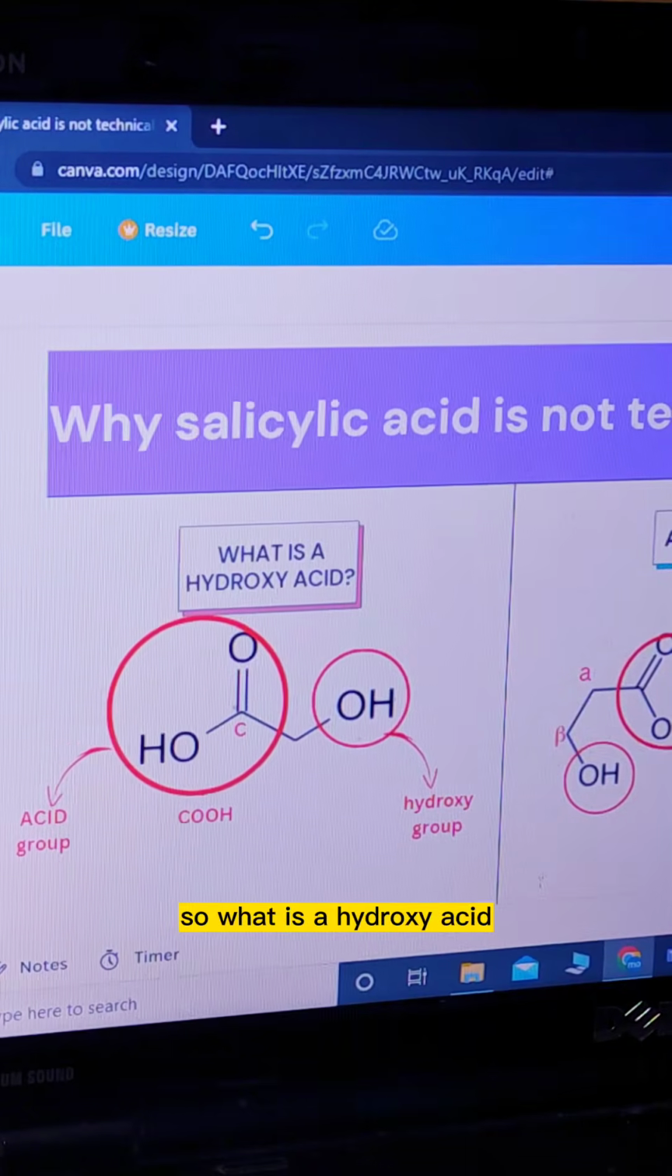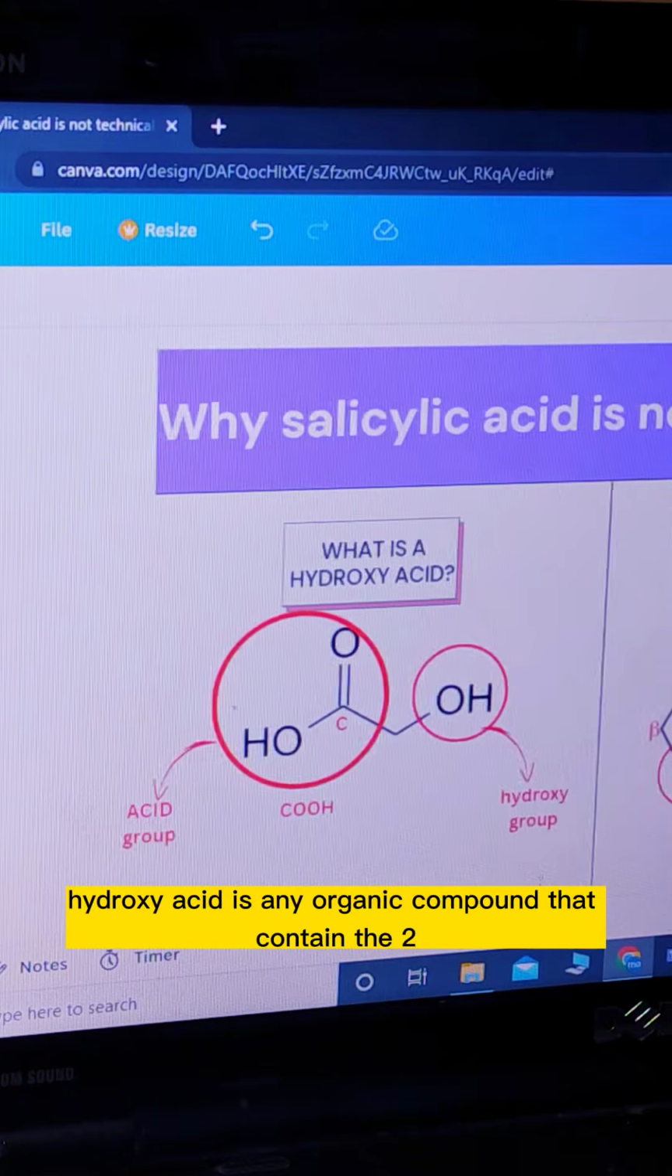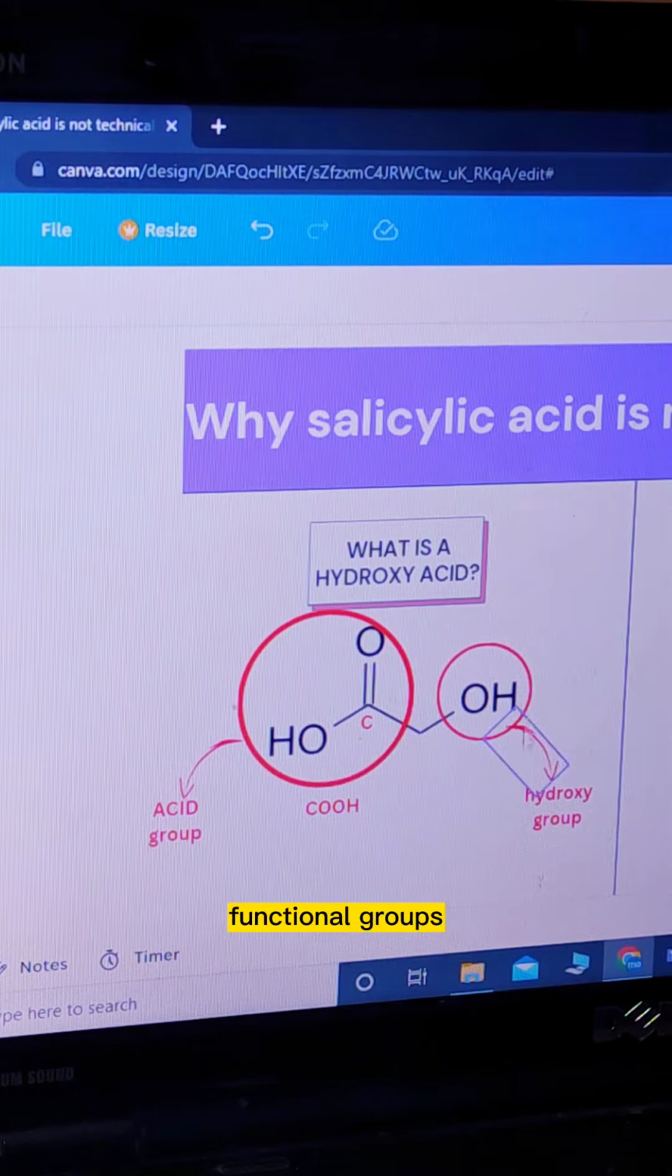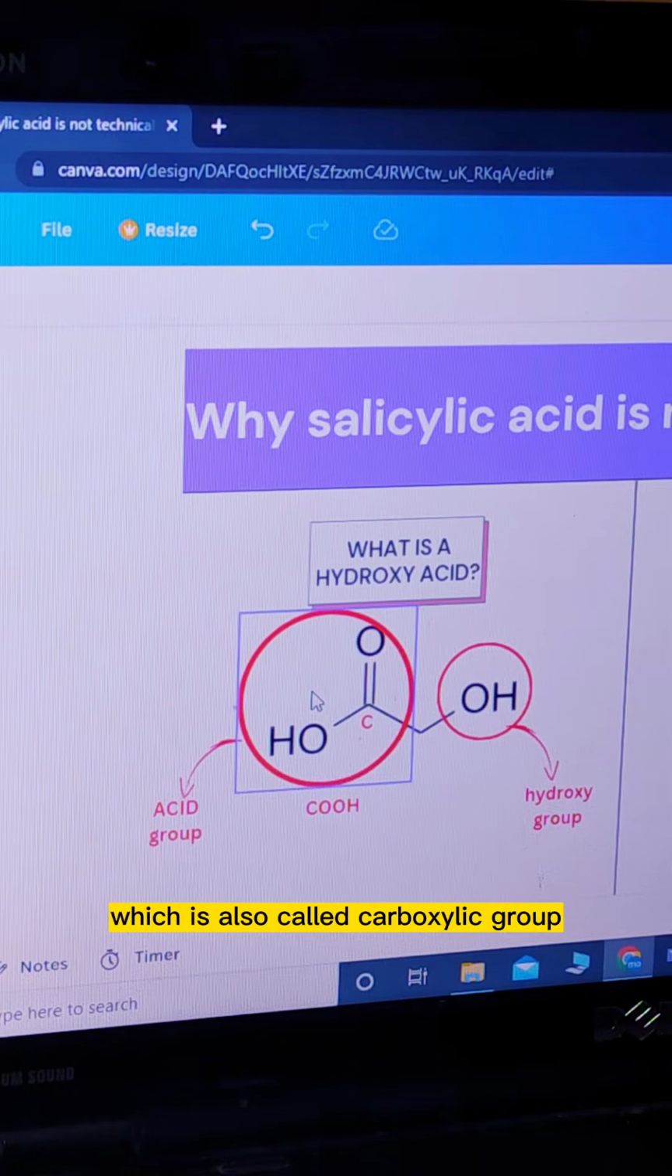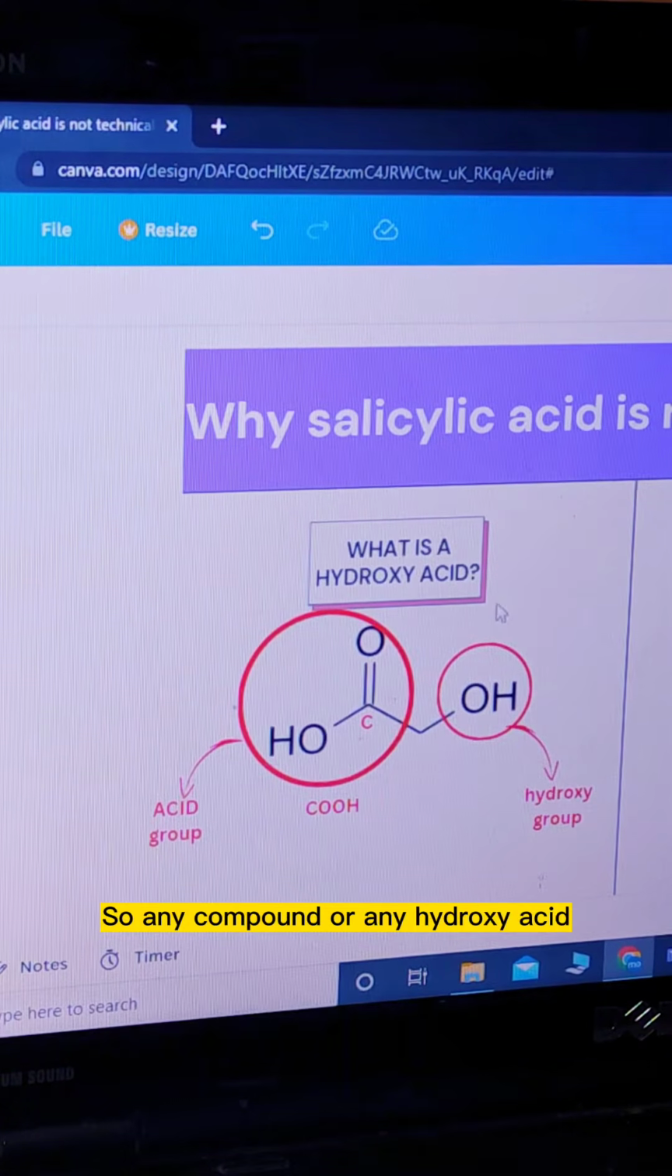So what is a hydroxy acid? A hydroxy acid is any organic compound that contains two functional groups: the hydroxy group, the OH, as you can see here, and the acid group, which is also called the carboxylic group, the COOH. So any hydroxy acid must contain those two functional groups.